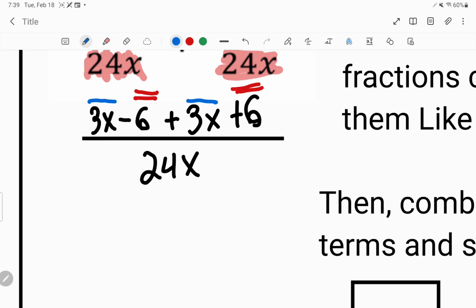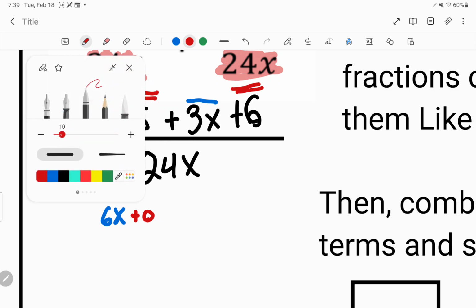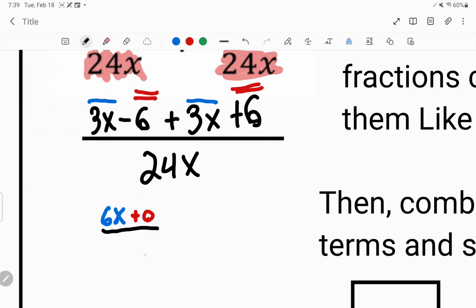So let's start with the x's. 3x plus 3x is going to be 6x. And then we're going to have negative 6 plus 6, which is 0. So plus 0. Then on the bottom, we're going to have the same thing that we had before, just 24x. Now, 0 is not going to affect my problem, so I just got to rewrite it. So I have 6x over 24.